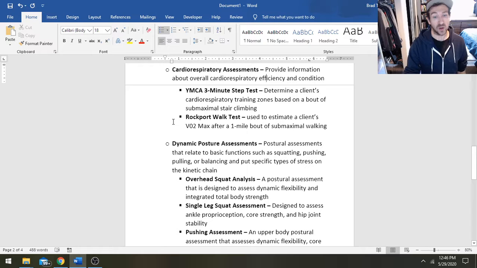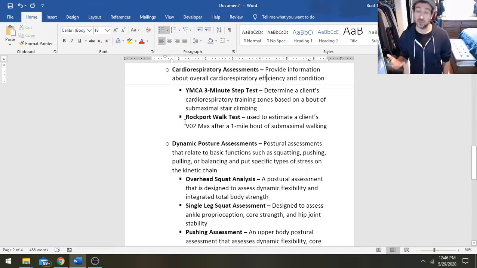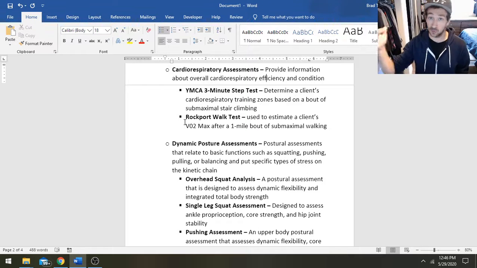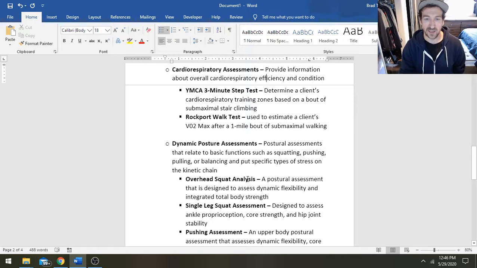We also have the Rockport walk test, which is used to estimate your client's VO2 max. So that's the maximum amount of oxygen they can consume. That's basically a 1 mile bout of sub-maximal walking. You are going to walk as fast as you can, and we're going to get what your heart rate is at the end there, but you shouldn't be breaking into a jog. That can be used to estimate VO2. The more oxygen you can consume, the better cardiovascular shape you are in. So that's what we're looking for there.